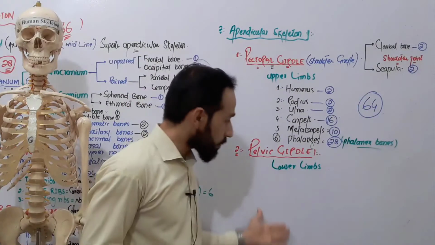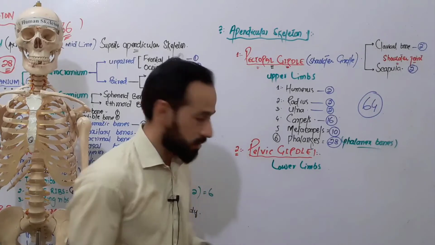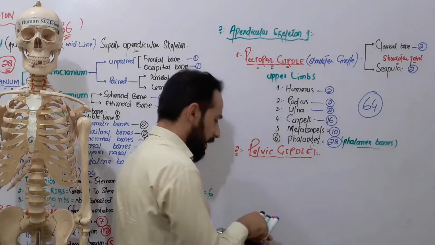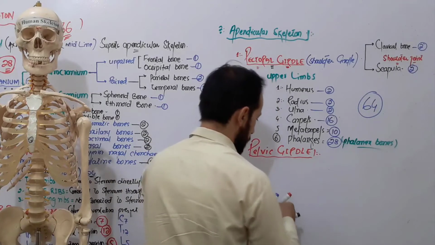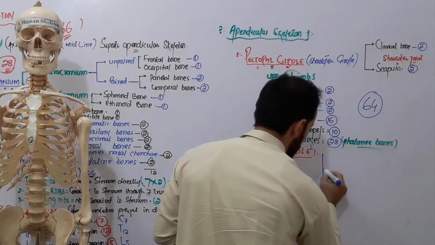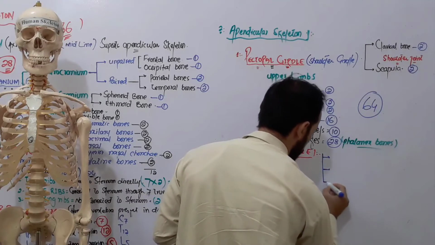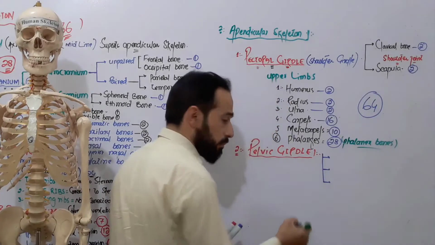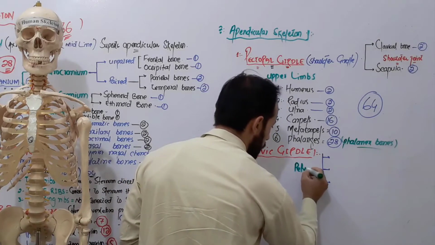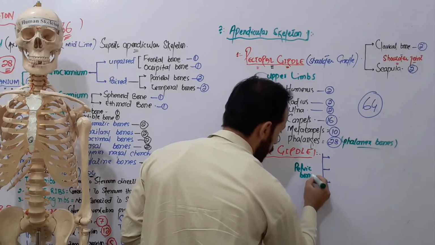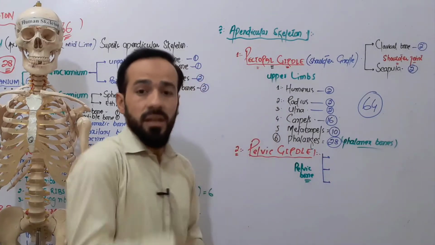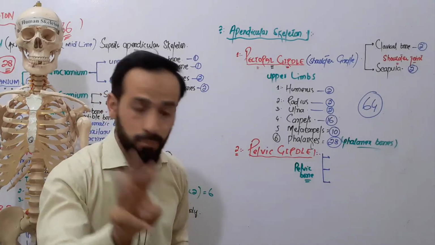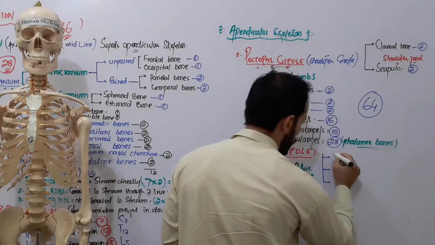Now let's move towards your pelvic girdle. Look carefully. Your pelvic girdle is formed by 3 bones, right? Let me repeat, it is formed by how many bones? It is formed by 3 bones, but some books say that it is formed by only 1 bone, which is called the pelvic bone, right? But the pelvic bone itself is composed of 3 bones. And what are those? The first one is your ilium.